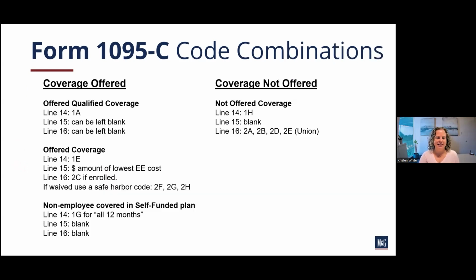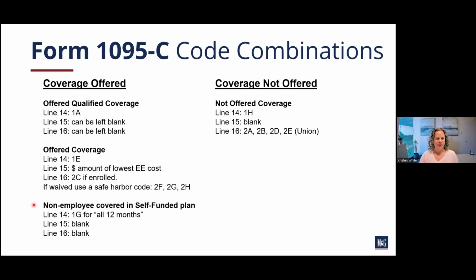This is similar data, but just in a different format. So talking about combination. Over here on the left, we have our covered options. So you actually offered the coverage. If the coverage offers qualified, like we mentioned earlier, there's different options there. Then you can do the 1A and leave the rest blank. A lot of us will fall under here. So if you offered that 1E, then you need to populate 15 with that premium amount, and then either they enrolled or there's safe harbor.